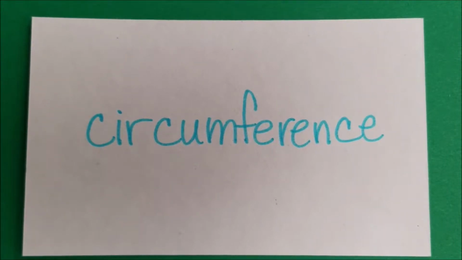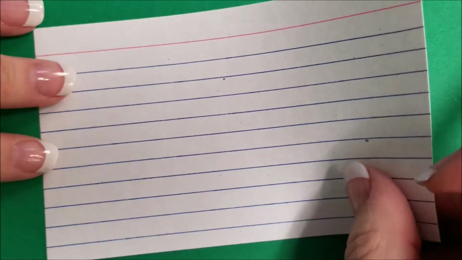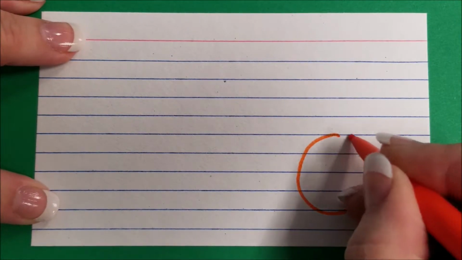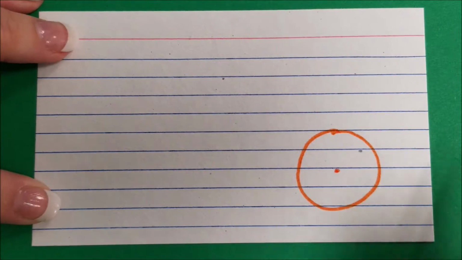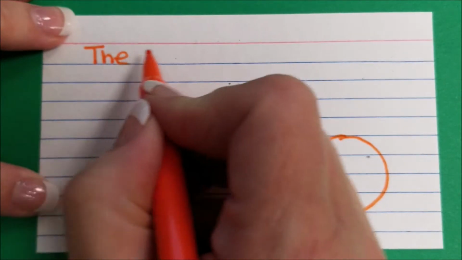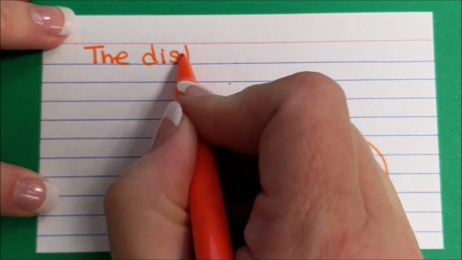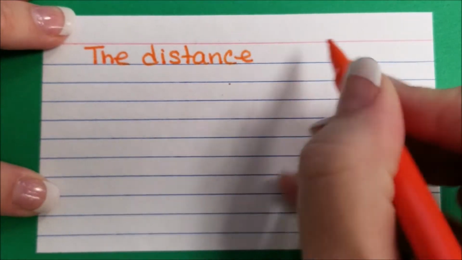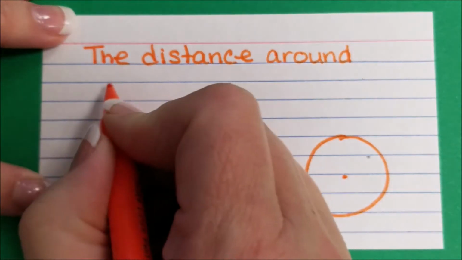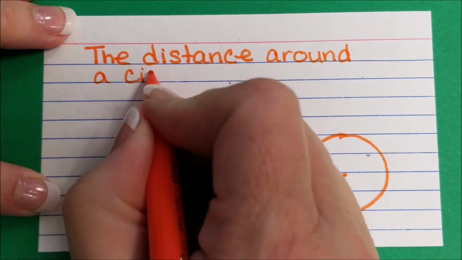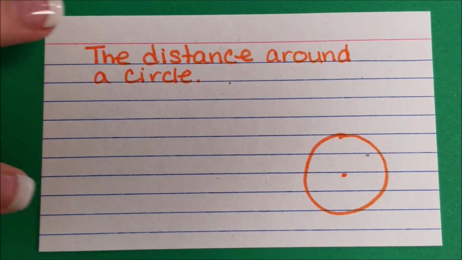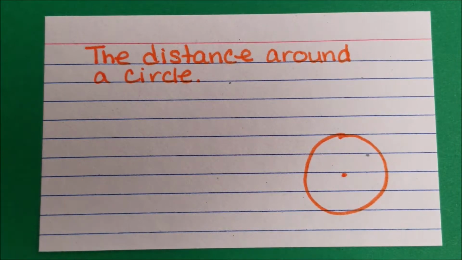The circumference also deals with circles, so let's draw our little circle here, with the center. And the circumference is the distance or length around a circle, similar to a perimeter of a figure that uses straight lines.